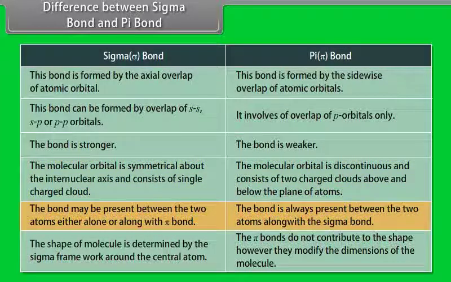Sigma bond may be present between two atoms either alone or along with pi bond, whereas pi bond is always present between two atoms along with the sigma bond. The shape of a molecule is determined by the sigma framework around the central atom, whereas pi bonds do not contribute to the shape. However, they modify the dimensions of the molecule.